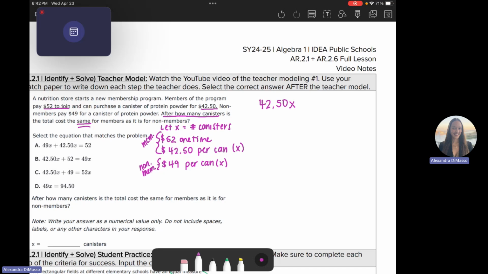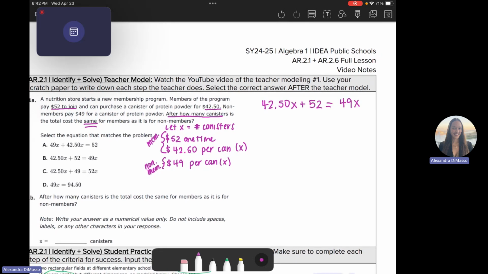So it's $42.50 times the number of canisters, plus I have to give that one-time fee of $52. And I want to know when that is going to be equal to the non-member price. The non-member price says $49 per canister, so $49 times my number of canisters, which is my X. So this is my equation. I'm going to come over here and see which one matches my equation. It looks like letter B matches my equation.